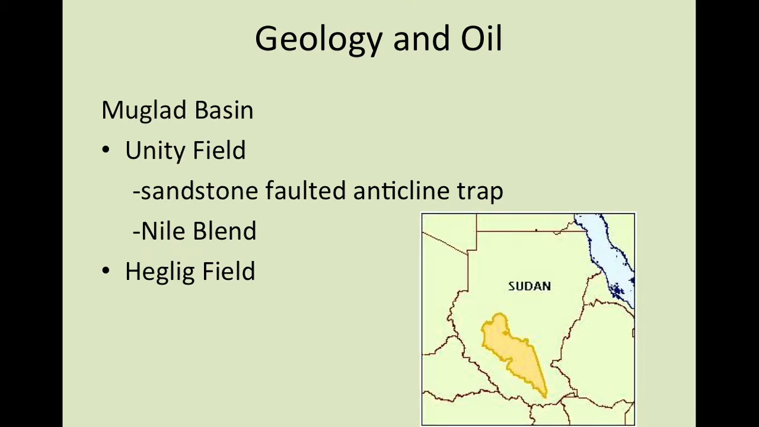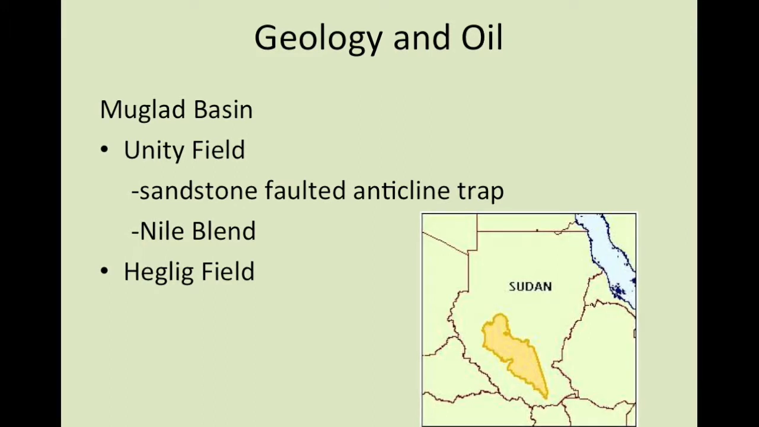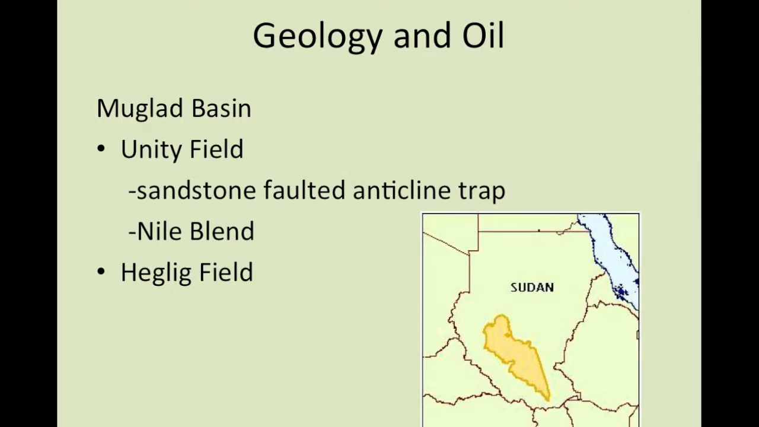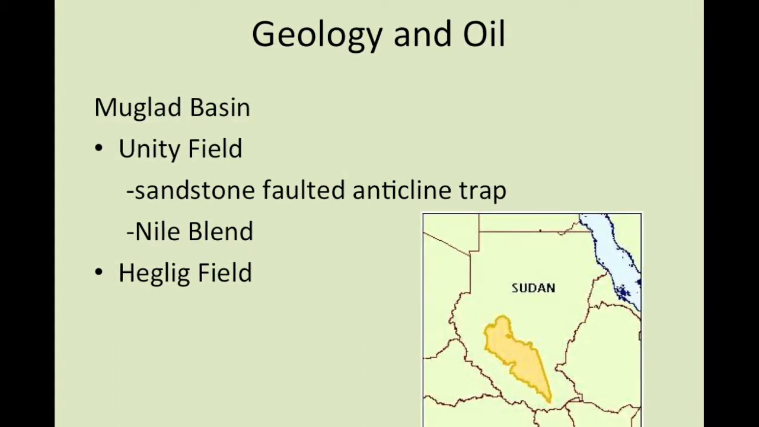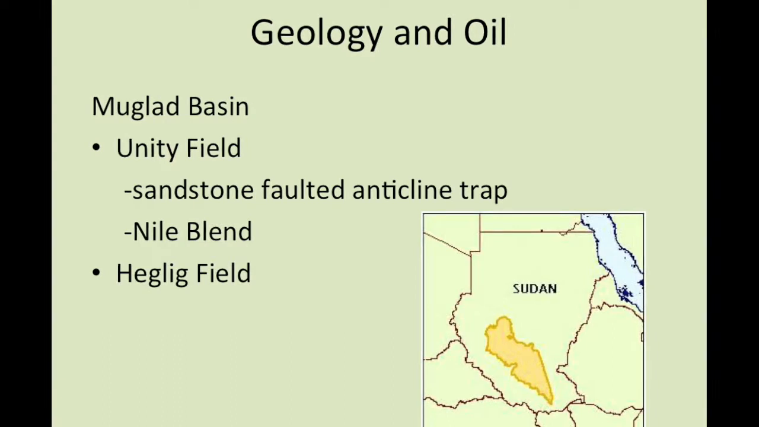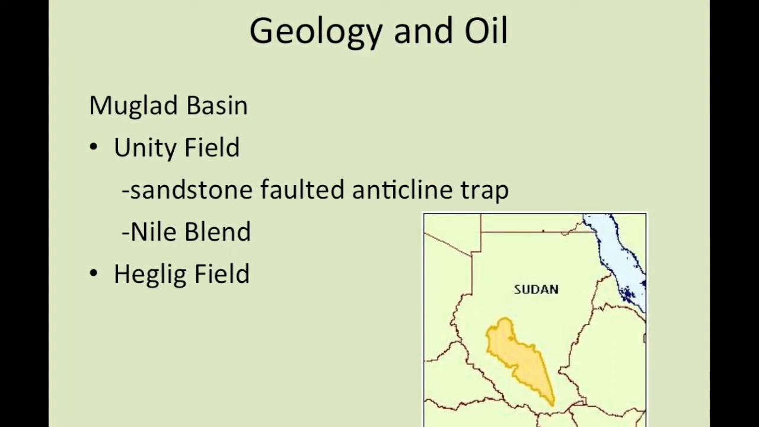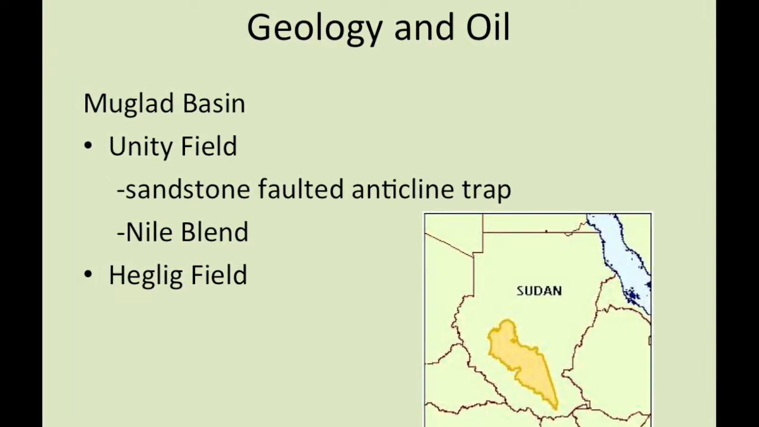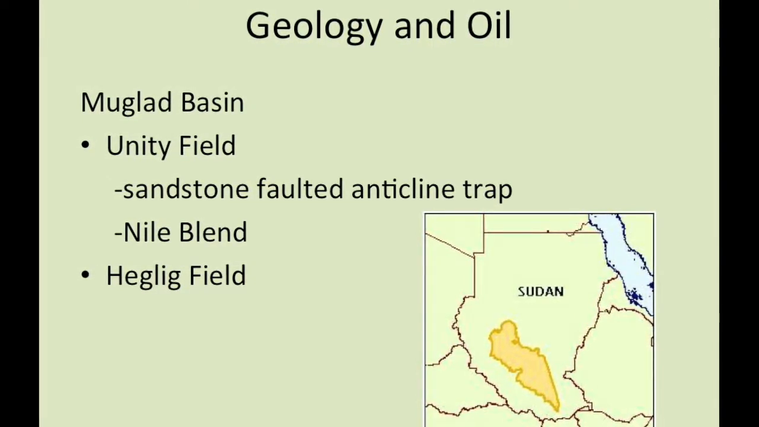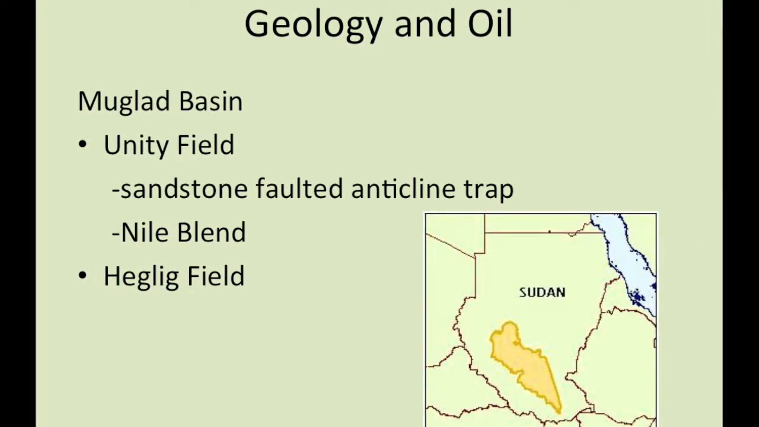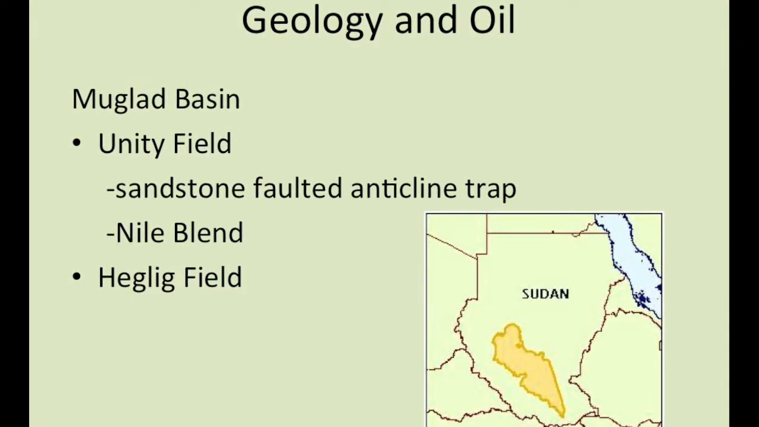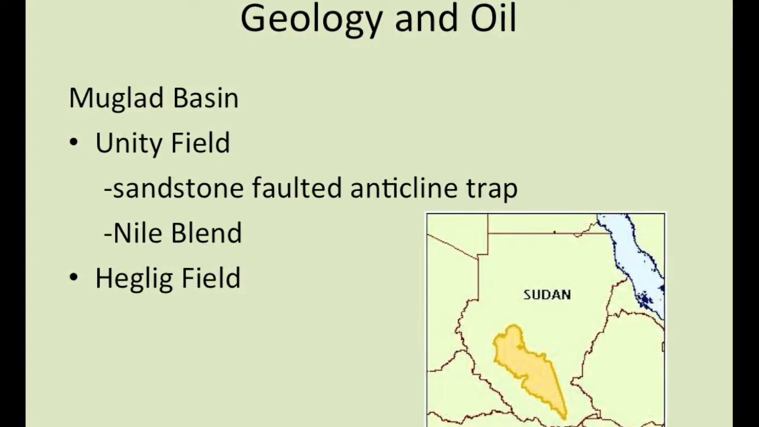The Mughlad Basin is the first of 2 rift basins that contain the majority of the proven oil reserves in Sudan and South Sudan. The first major oil field in the Mughlad Basin is Unity Field, located in Unity State. This field is split between the borders of Sudan and South Sudan, which causes many issues in the region. Unity Field's reservoir is a sandstone with a faulted anticline trap. This field produces a Nile blend, which is a medium, low-sulfur, waxy crude oil.